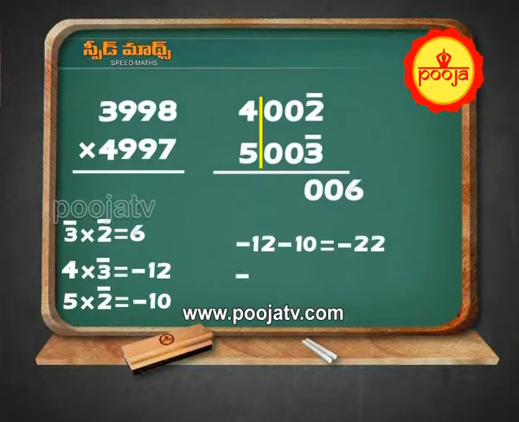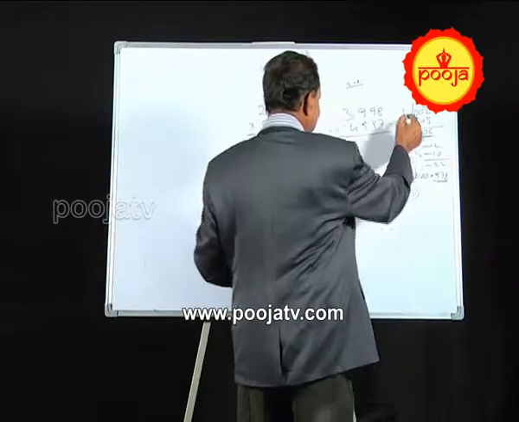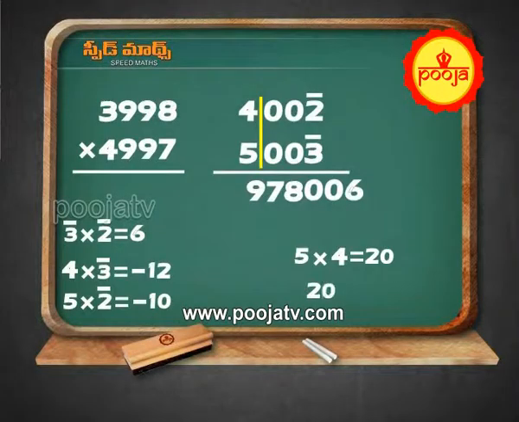Minus 22 equal to minus 1000 plus 978, written as 978. Minus 1 outside. 3 digits happily, so you write 3 digits. Here 1 digit, you added 2 zeros. Only this minus 1 will be outside. Let there be any number of zeros, we do not consider. And final step, 4 into 5 equal to 20. 20 minus 1, 19. Write it as 19.